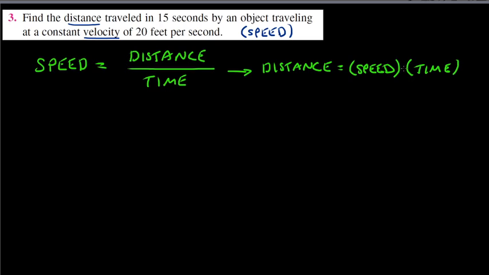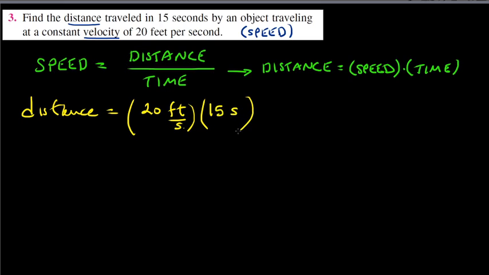In this case, parentheses here mean multiply. You should know that, and that's really all you need to answer the question. We're looking for the distance. We know the speed is 20 feet per second, and we know the amount of time it takes is 15 seconds. So when you multiply 20 times 15, you get 300 feet. Notice that seconds as a unit cancels. Seconds divided by seconds is 1. So this is just 300 feet.